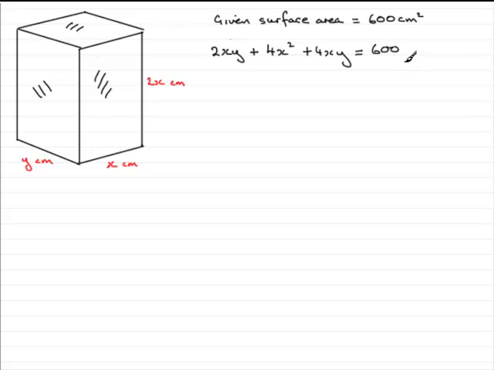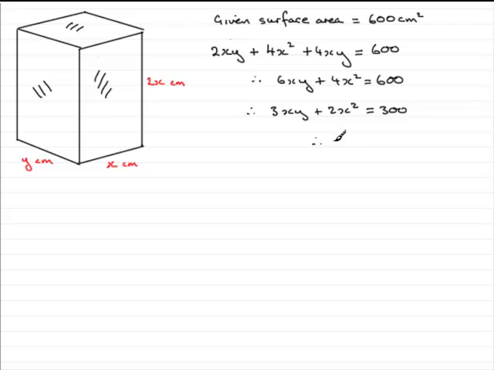Now, if we're to find the volume in terms of x, then we need to essentially make y the subject of this so that we can substitute that into the volume equation. So we'll clean this up and make y the subject. So we've got 2xy plus 4xy is going to be a total of 6xy, plus the 4x squared equals 600. What we can do is divide through by 2 to simplify this, so we get 3xy plus 2x squared equals 300.